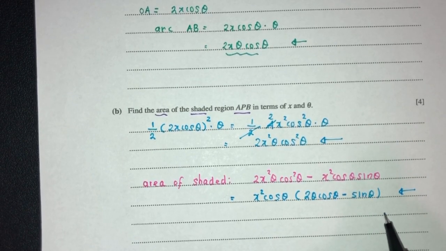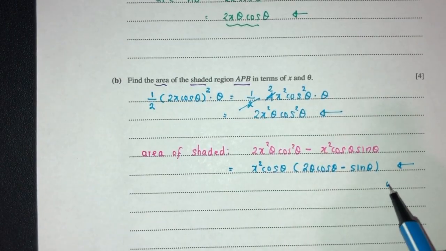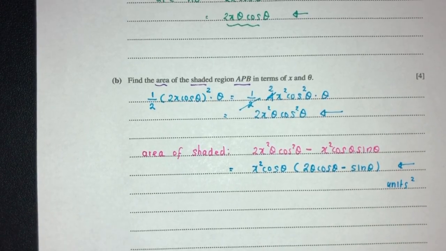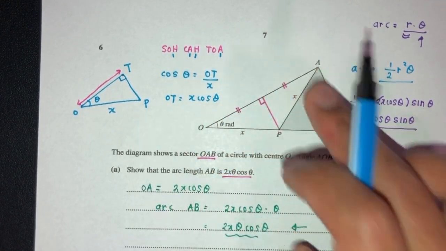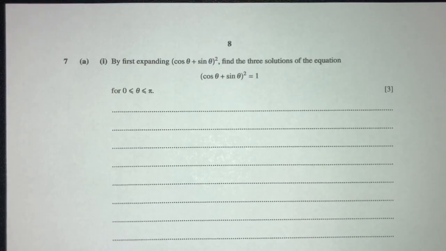You can write, here we don't have any units. You can write units squared for the area of this region. Again, the logic is the same behind finding the area of the whole thing, sector, minus area of triangle to find this one. And this is your question number 6. Now let's move on to question number 7.